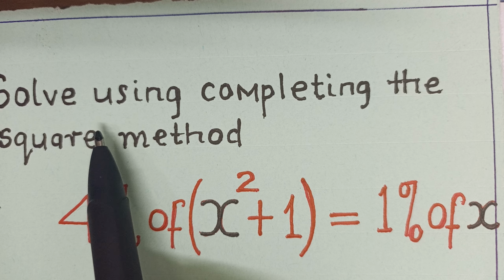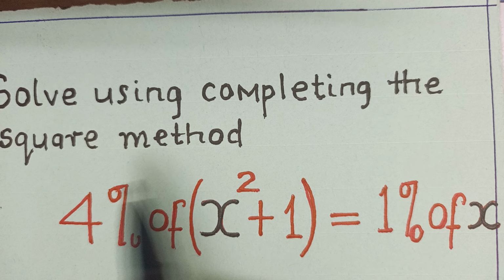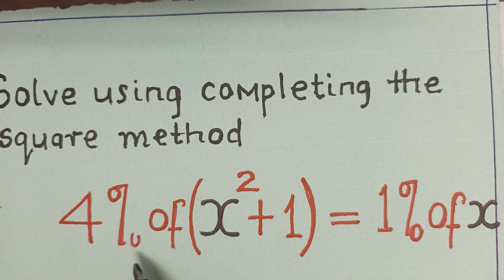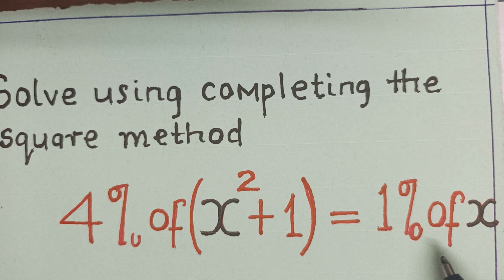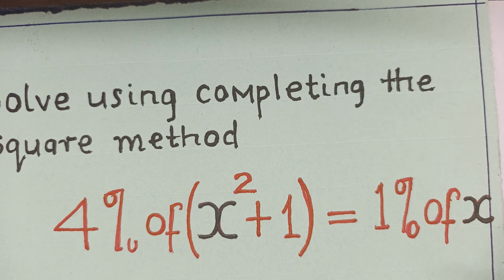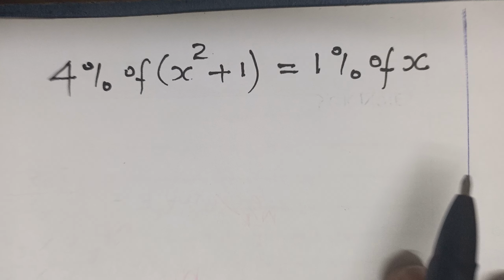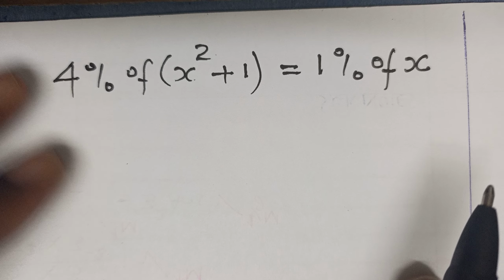I read the question first. Solve using completing the square method. 4% of (x squared plus 1) equals 1% of x. And so guys, we now begin to solve this question.